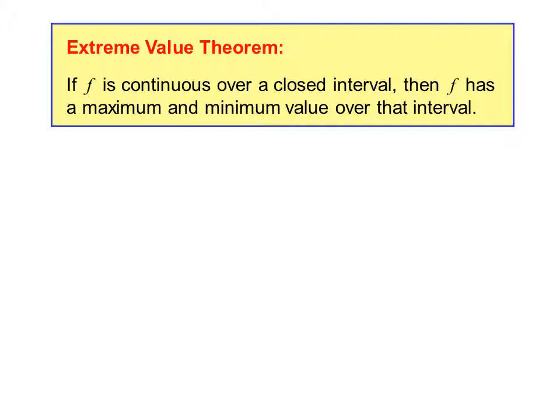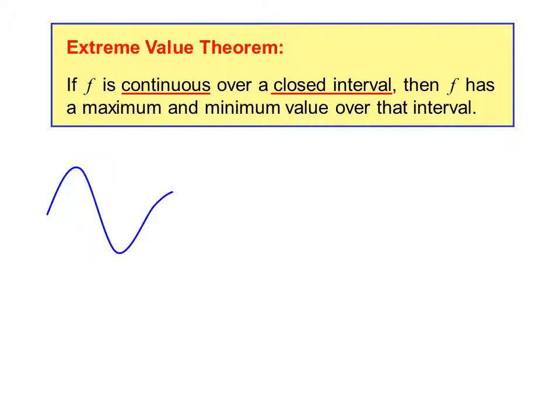The extreme value theorem says that if f is continuous over a closed interval, then f has a maximum and minimum value over that interval. It is important to note that the function must be continuous and the interval must be closed. If either of those requirements are not met, then the extreme value theorem does not apply.